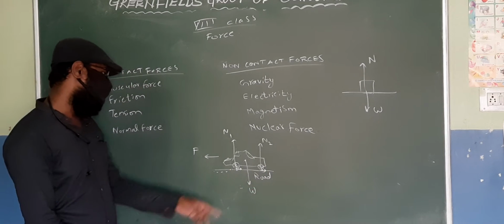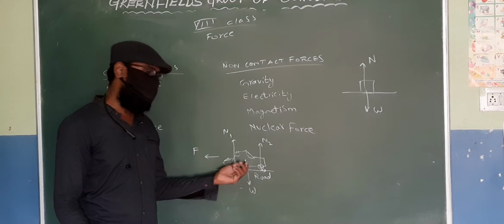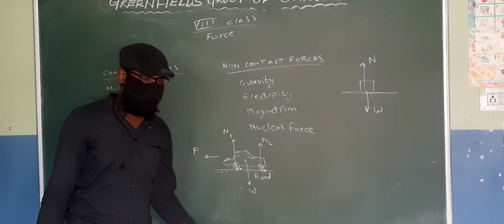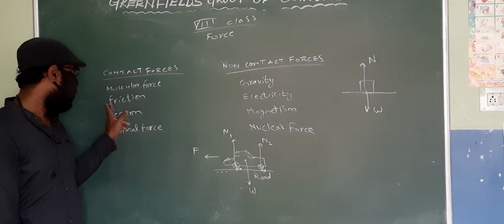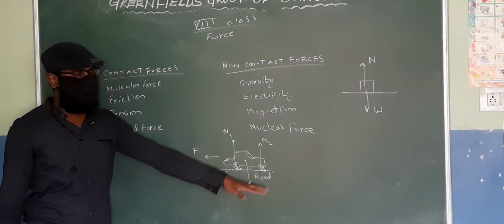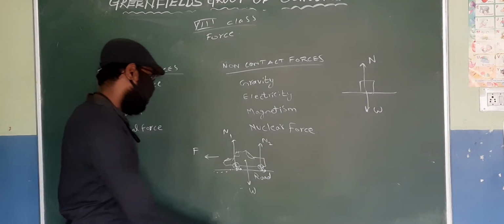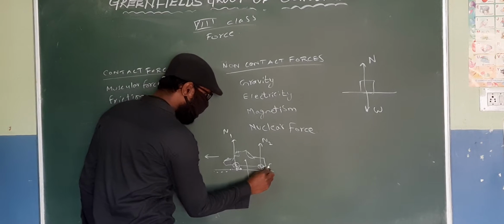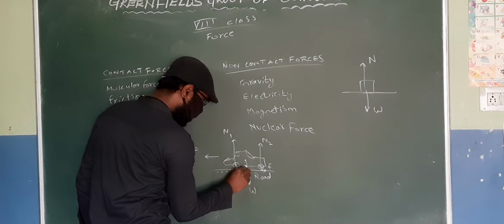Since the surface is rough, the car will obviously slow down. Since the car is slowing down, we assume that a certain force called friction is acting and it is slowing down the car. So the direction of friction we write with a small f.